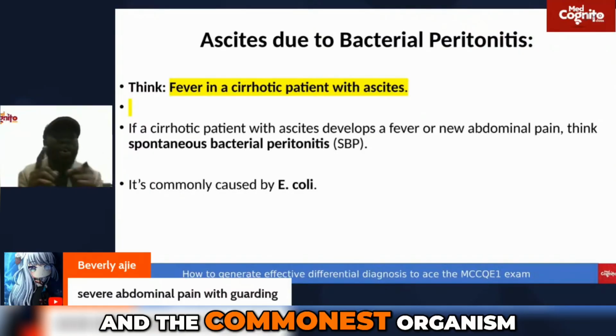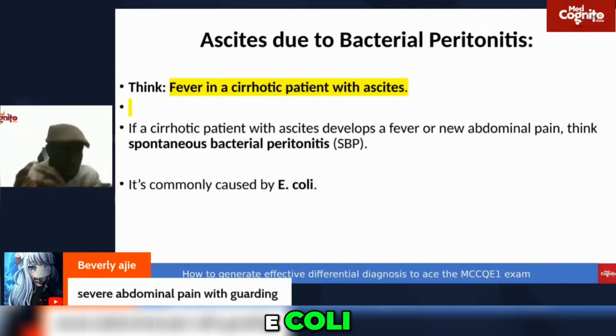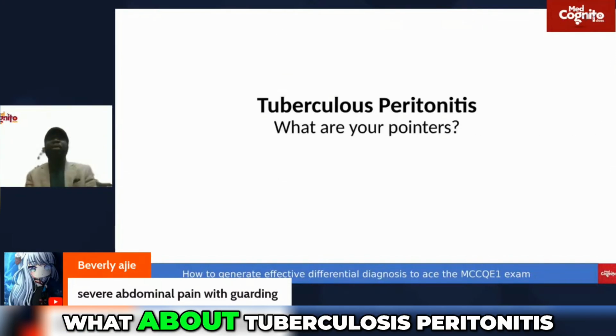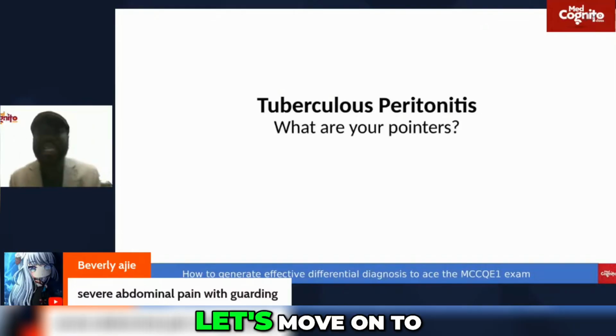And the commonest organism is E. coli. Okay, so you want to know that. Good. What about tuberculous peritonitis? Doctors, let's move on to that one.